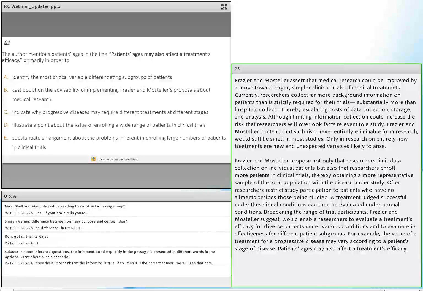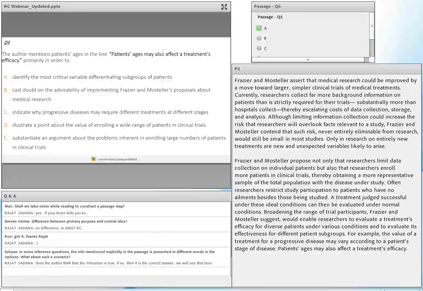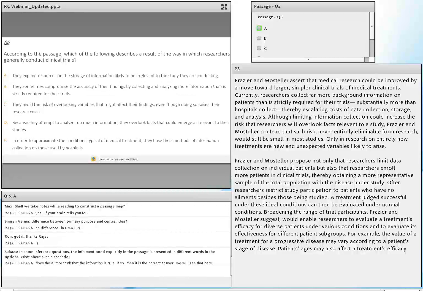This is, as I say, a difficult passage. It's considered a 700 level passage. It's an official passage. And here is the last question.